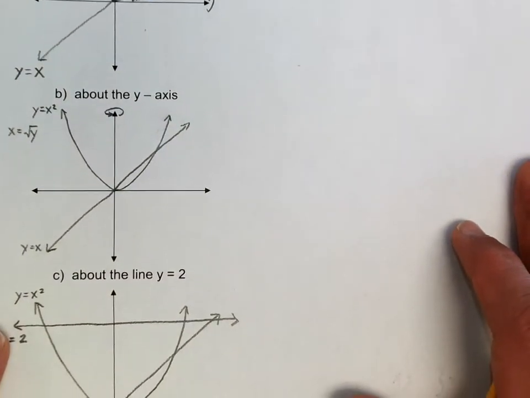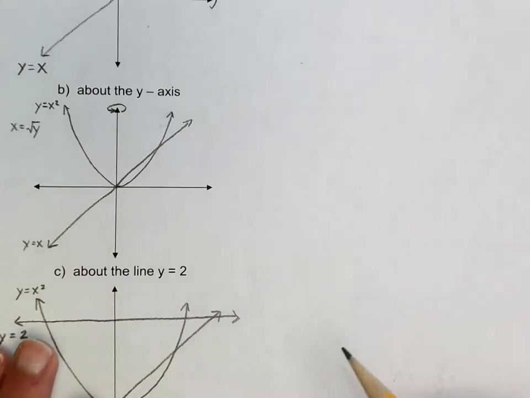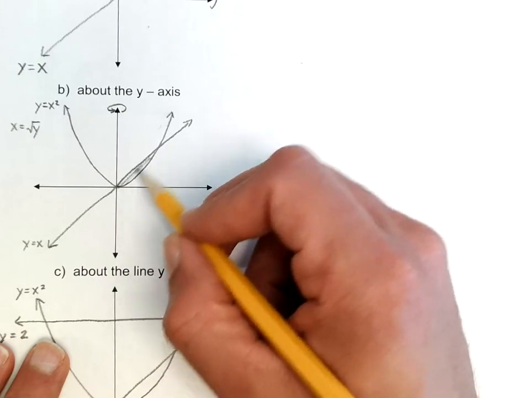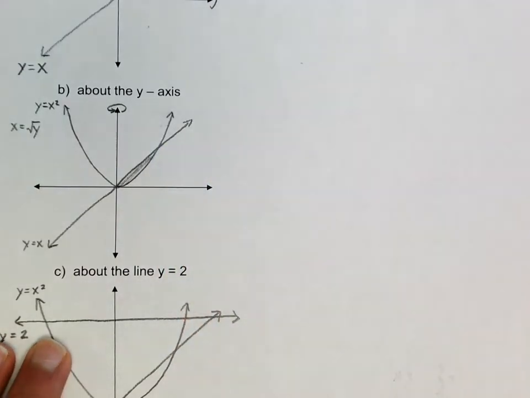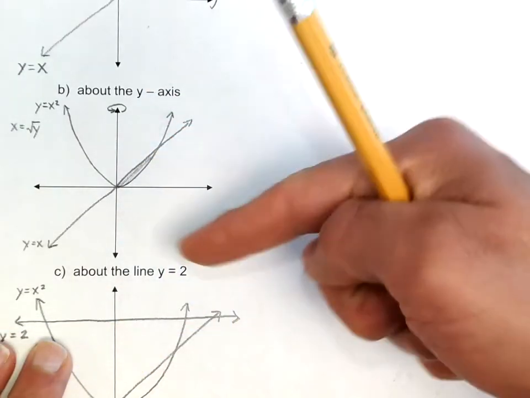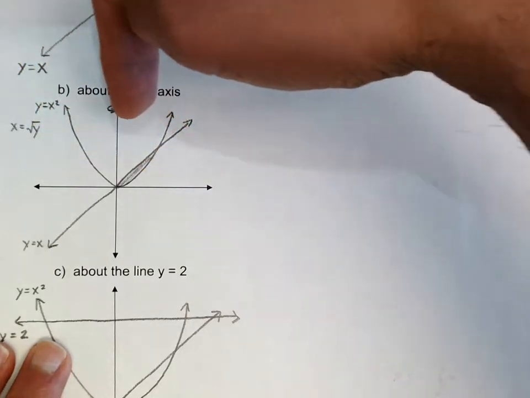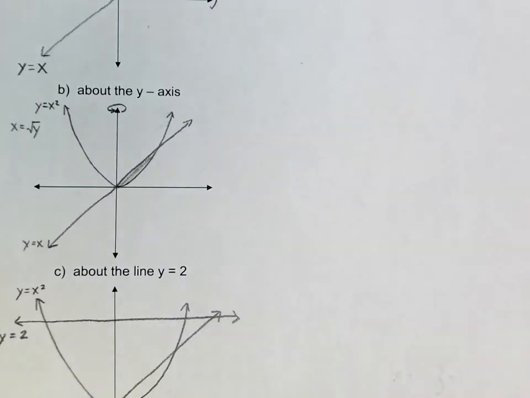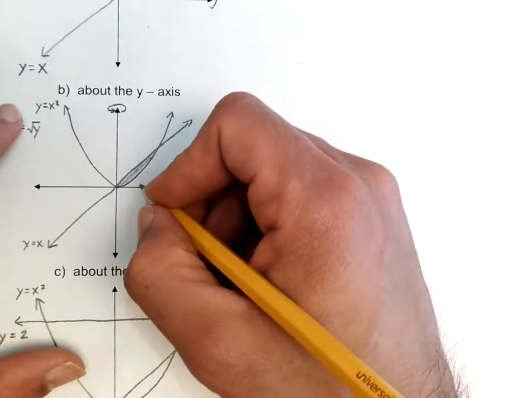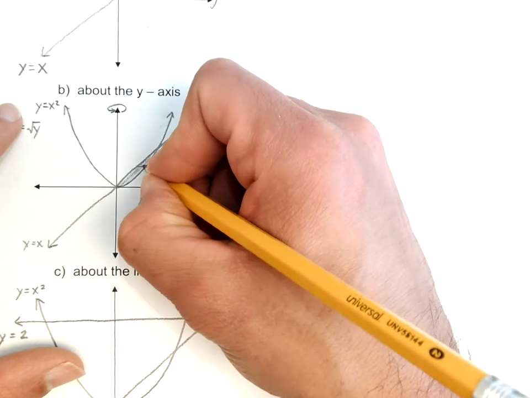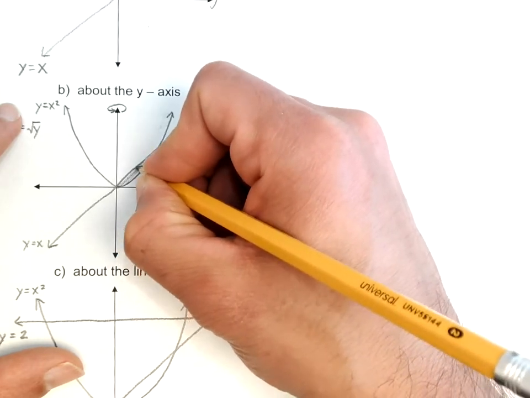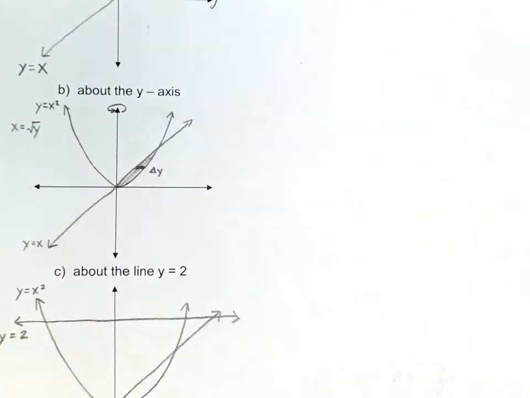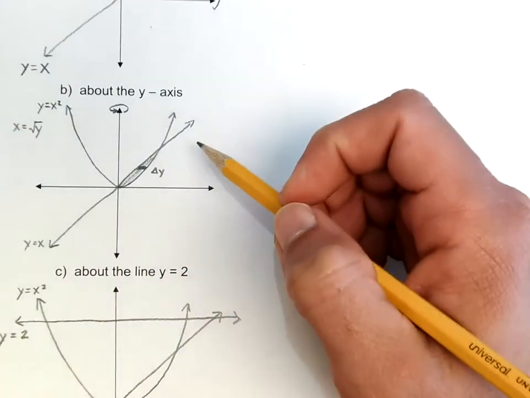Now on this one, it's the same graph, but we're going to rotate around the y-axis. So we're still looking at this little area, but instead of rotating like that, we're going to rotate around the y-axis. Notice that when we do, we're going to have a washer. We're going to have a hole in the middle. So I'm going to put this as delta y over here. We're going to try to integrate everything with respect to y now.